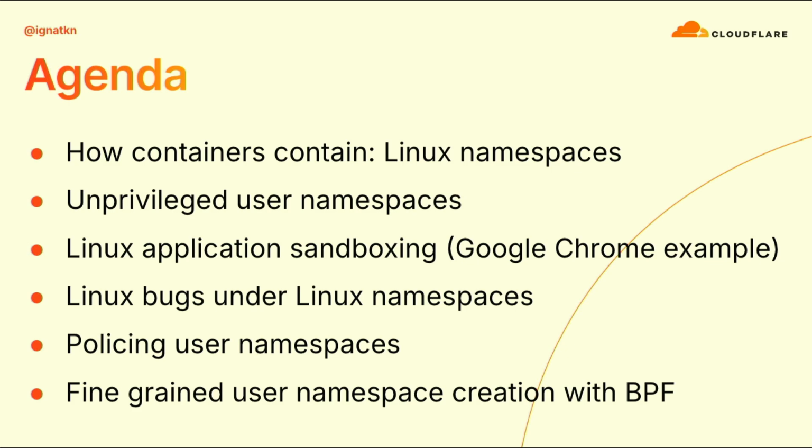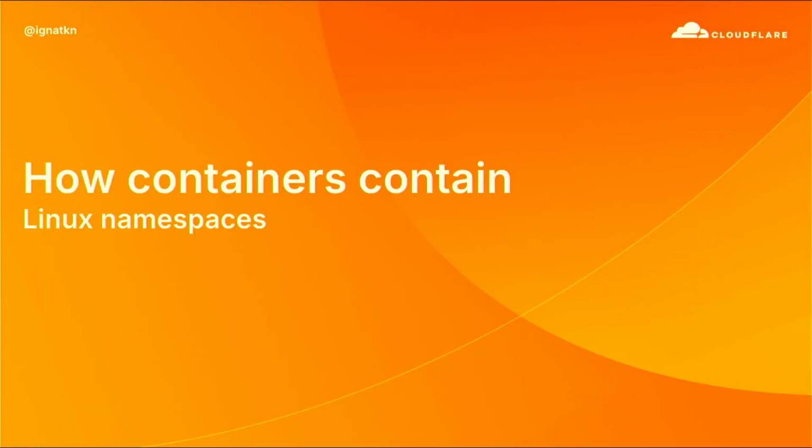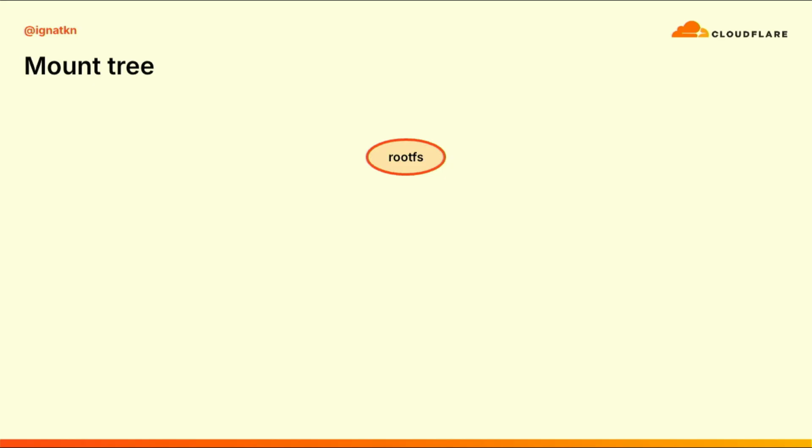All right. Just to recap, how containers contain. Who here knows the difference between a VM and a container? Okay. Containers like Docker are implemented in Linux via namespaces. These are Linux kernel primitives that allow you to do some separation of resources. One of the first ones introduced into the Linux kernel was the mount namespace. But to understand mount namespaces, let's revise what a mount tree is.